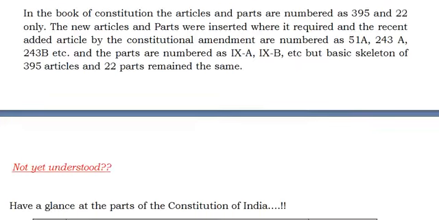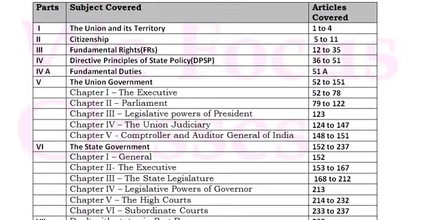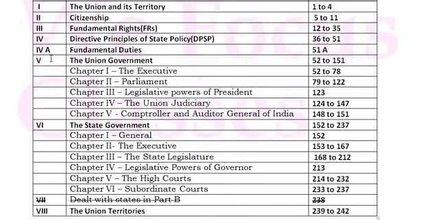If you still have doubt, just go through the structure of the constitution. Have a glance over here so that you'll understand. These are the parts 1, 2, 3, 4, 4A, 5, 6, and the subjects and articles covered. See friends, here fundamental duties were included as part 4A, not as part 5. If it were included as part 5, there would be a problem, so it was not included as part 5.